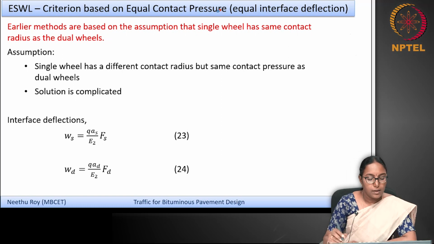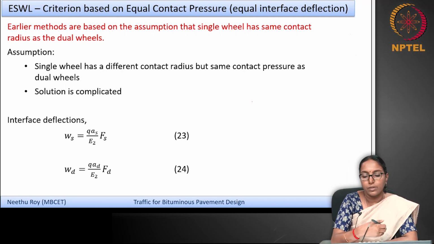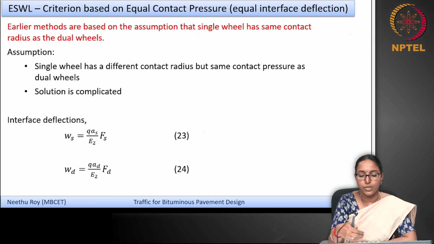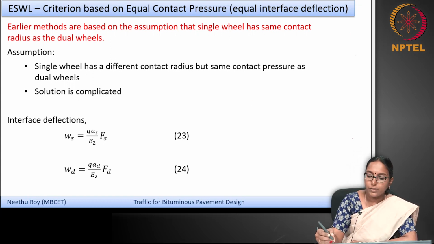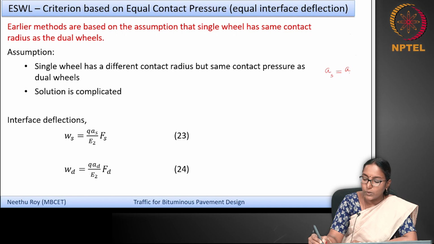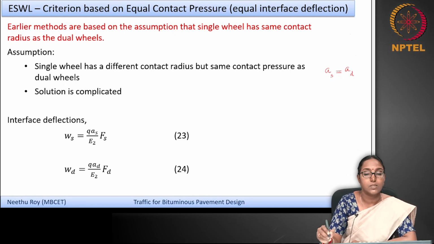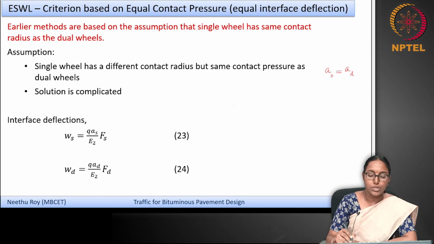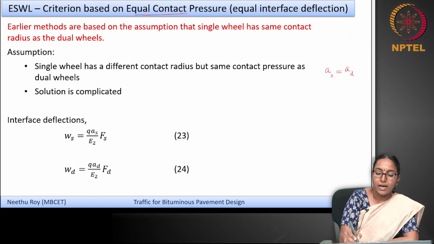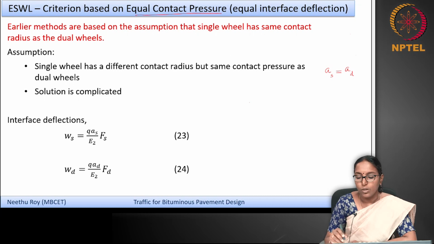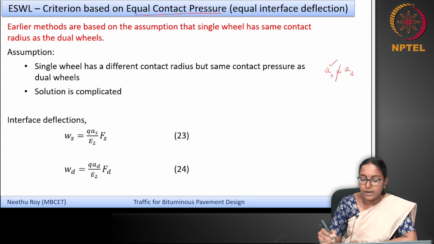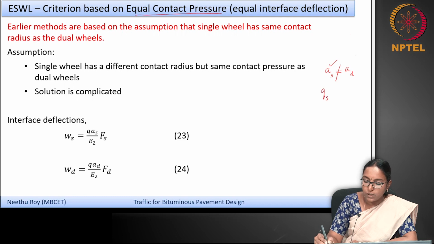Moving on, the earlier methods that we have discussed, based on equal tensile strain, equal deflection or equal vertical stress, are all based on the assumption that the single wheel as well as the dual wheel both have the same contact radius. So the contact radius of the equivalent single wheel load and the contact radius of the dual wheel assembly is the same, is what we have assumed. But in this approach we are going to assume that both of them have equal contact pressure. So the radius will be different, but the pressure due to the single wheel load will be the same as the pressure exerted due to the dual wheel.